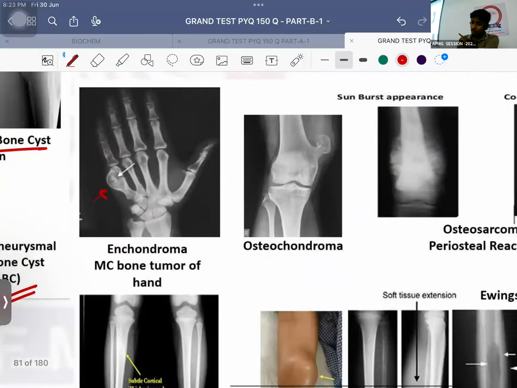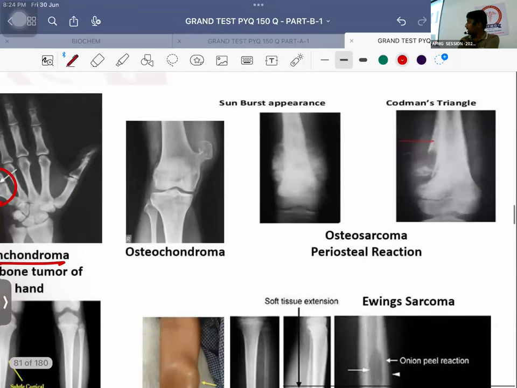Soap bubble appearance is again seen over here, but it is only involving the small bones of hands and feet. Most common bone tumor for hand and feet is enchondroma. No issues with this, anybody? Please remember, multiple enchondromatosis is known as which disease? Ollier's disease. The other diagnosis, ortho TND. Okay, next, here a recent FMG January 2023 question.